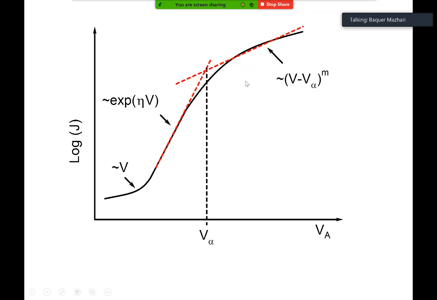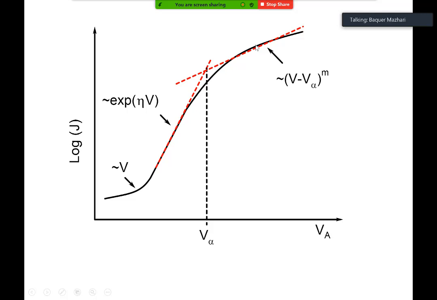But note that these characteristics are not linear here. And on a log plot, these are not linear either. So fitting a straight line is problematic. It also depends on at which point you draw a straight line. And therefore, determination of a threshold point or a built-in voltage using this particular method leads to ambiguities.